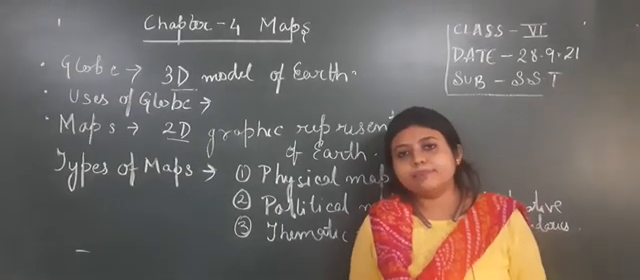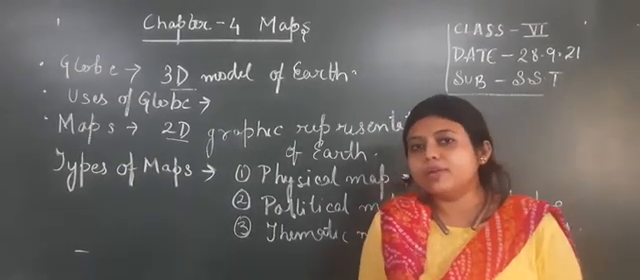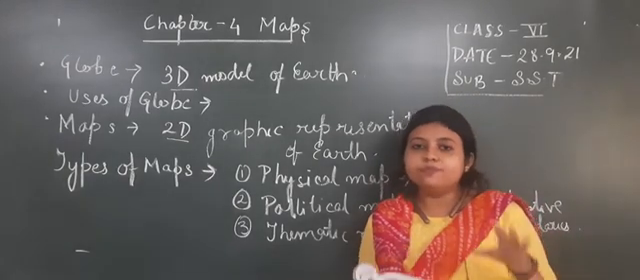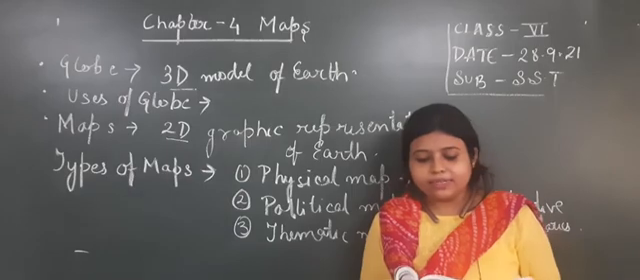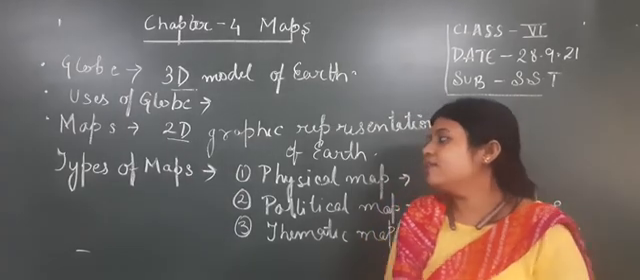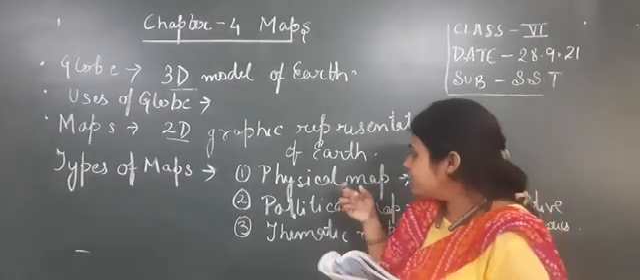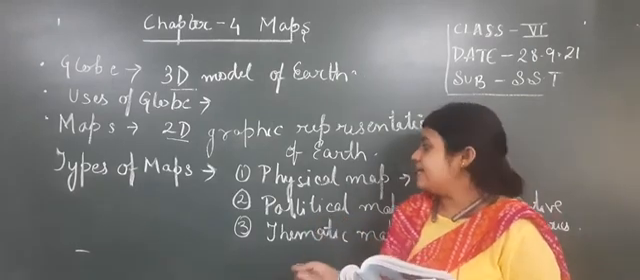Next, population map: how the size of the population and where it is can be seen through the thematic map. After that, tourist maps, then distributional maps. So these are the basic three types of map: one is the physical, then political, and thematic.